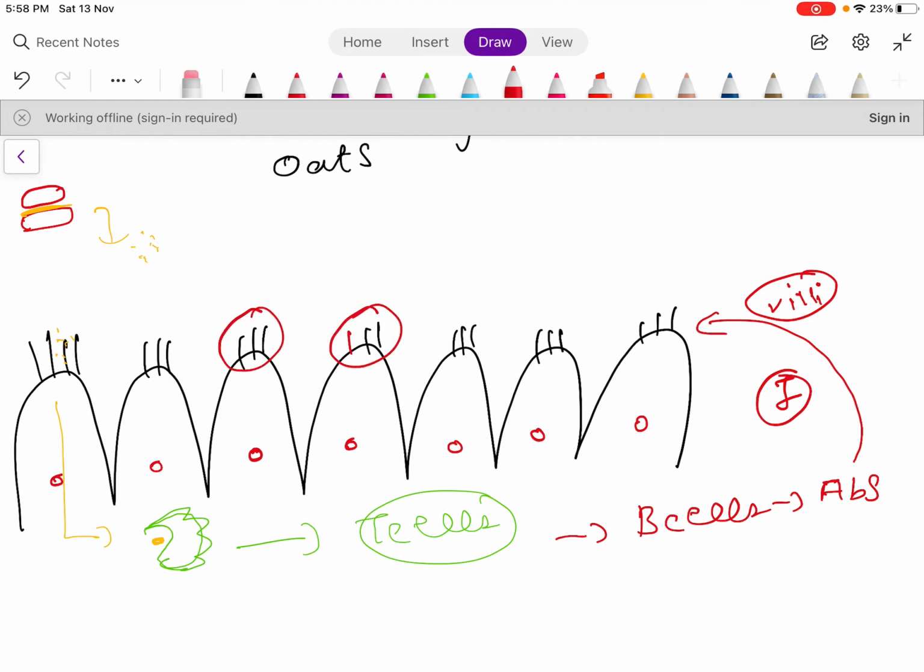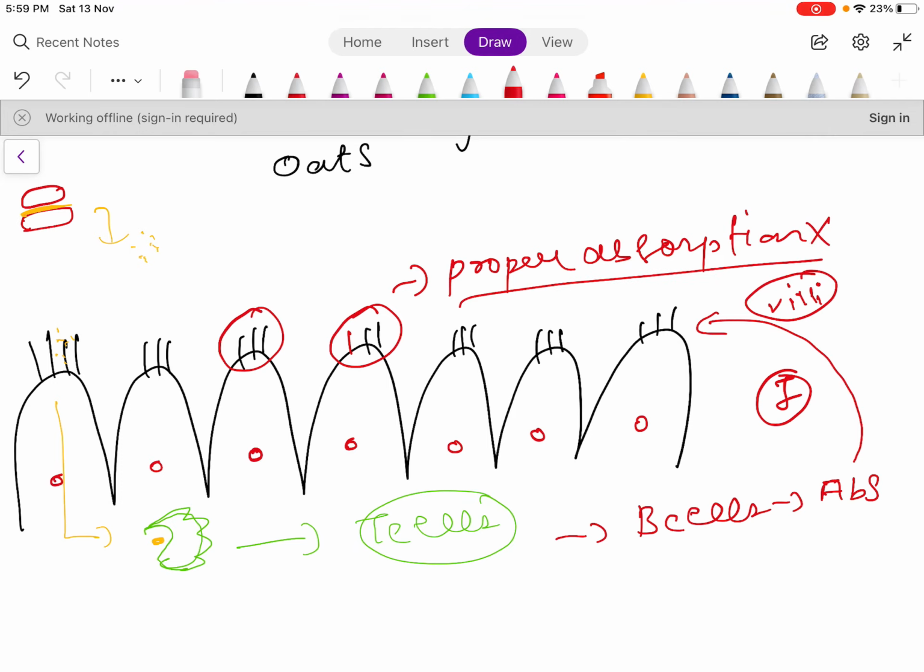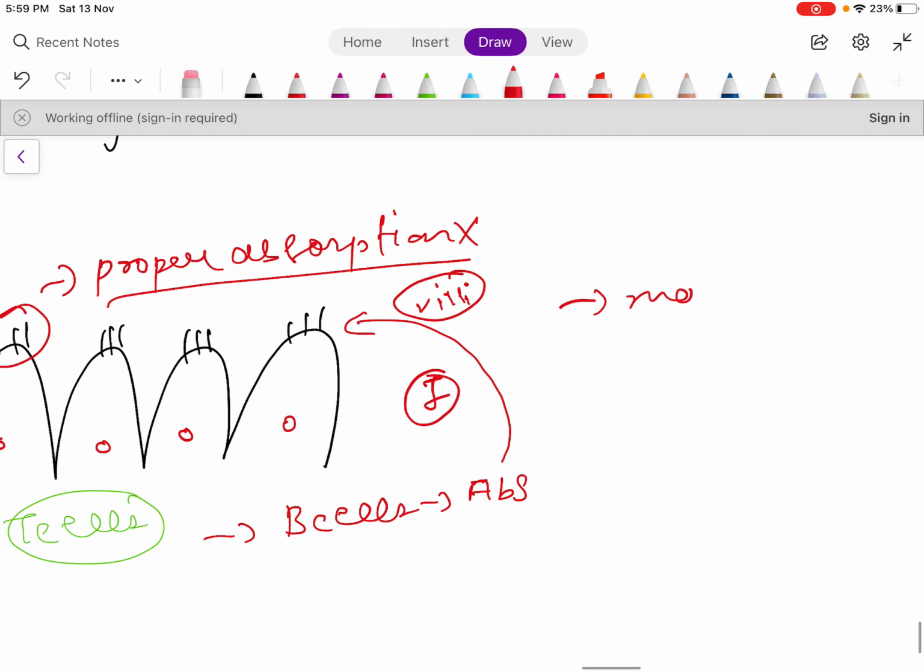And if there is no villi, okay, a blunting of the villi, then proper absorption of food won't occur, and because of this it leads to malabsorption.